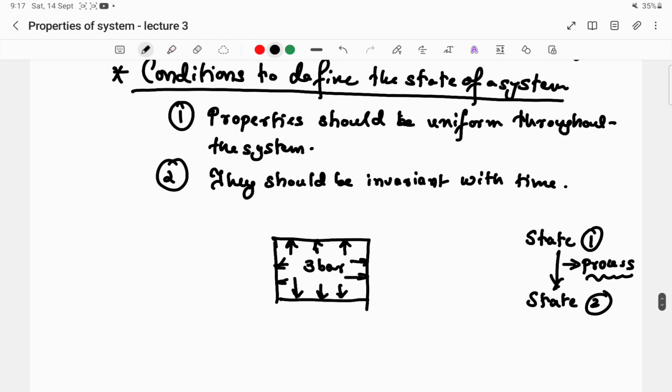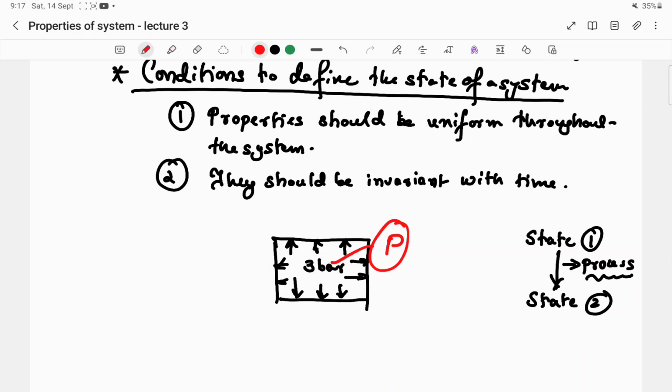In that particular state, the properties, let's say we are talking about the pressure, the pressure is 3 bar. It should be uniform throughout the system. Let's say these are the 4 walls of a container, and that's the system, and the 3 bar is uniform, and with time it is not changing. Then only can we define the state of a system.